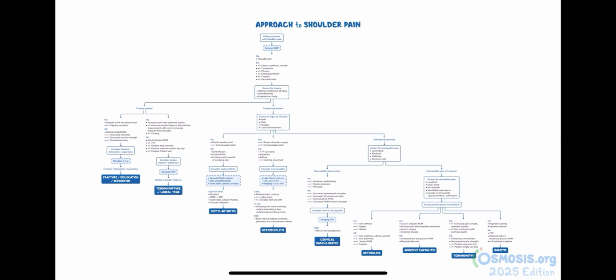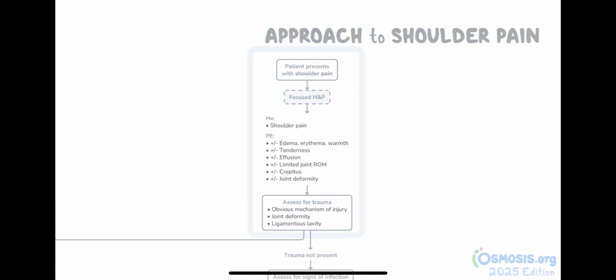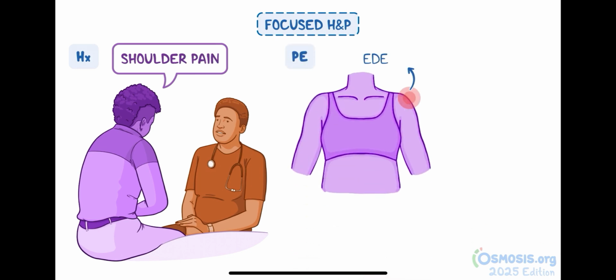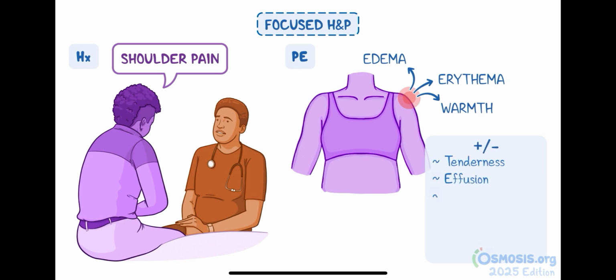When a patient presents with shoulder pain, first obtain a focused history and physical examination. History reveals shoulder pain, while the exam might demonstrate edema, erythema, or warmth over the joints. They may also have shoulder tenderness, effusion, limited joint range of motion, crepitus, or even an obvious joint deformity.